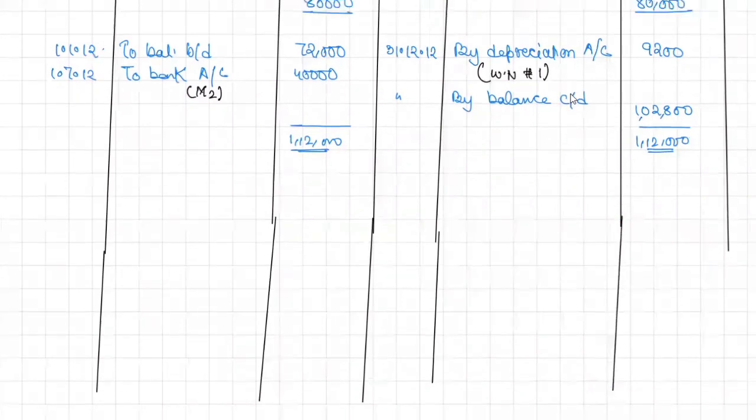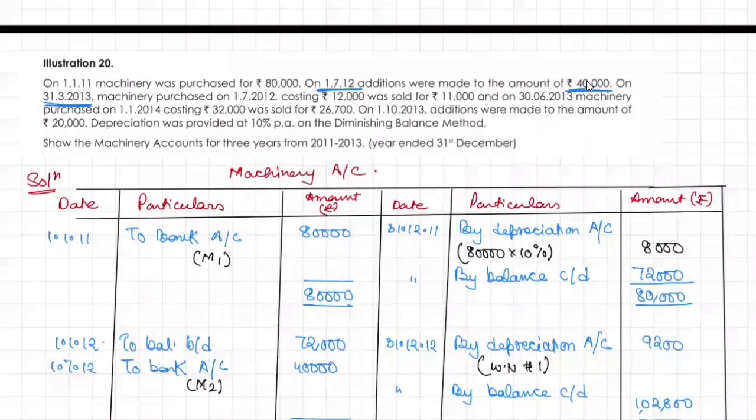Now I will move on to year 3. Now I will see that in year 3 there are some sale, there are some purchase. Okay. Let's first read it. So on 31st 3 2013, machinery purchased on 1st of 7 2012 costing 12,000 was sold for 11,000. It was of 12,000, but it is sold for 11,000, correct? That means there is some loss on sale, correct?